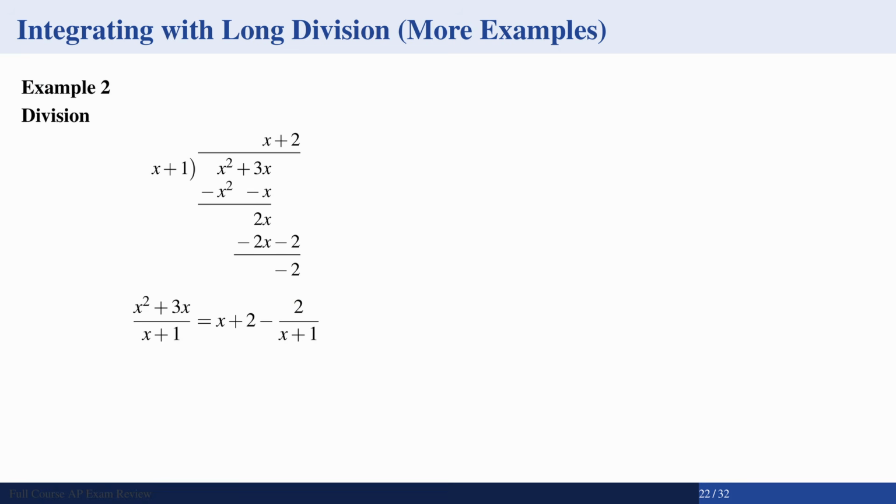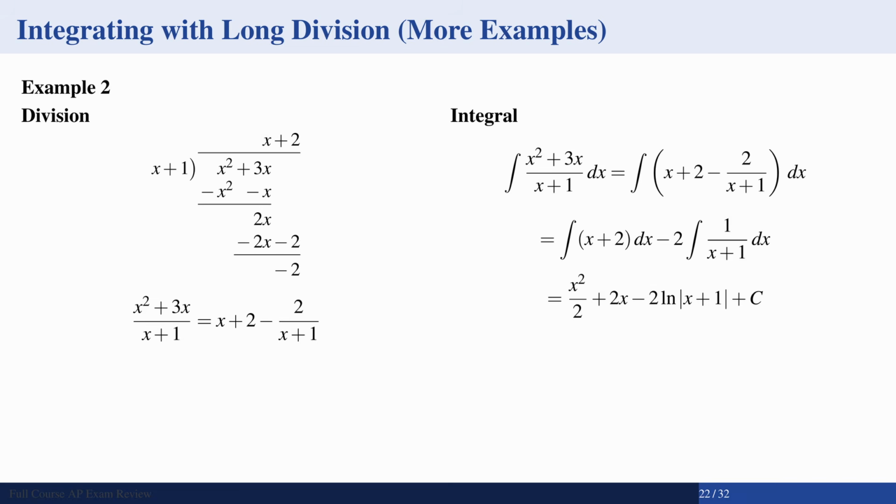Example number 2, I tried to show the division, but we're doing the integral of x squared plus 3x over x plus 1. So I set up the division. You can look at that if you don't remember how to do division, but this becomes the integral of x plus 2 minus 2 over x plus 1. And then you kind of break it up. You just integrate x plus 2, which gives you 1/2 x squared plus 2x.